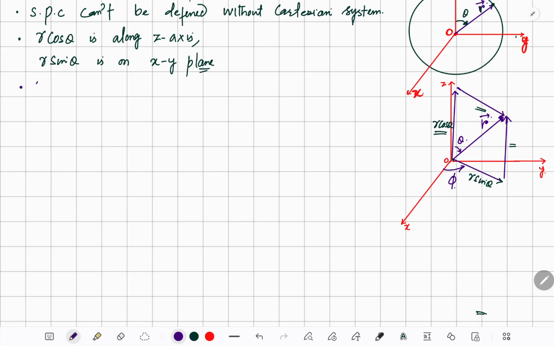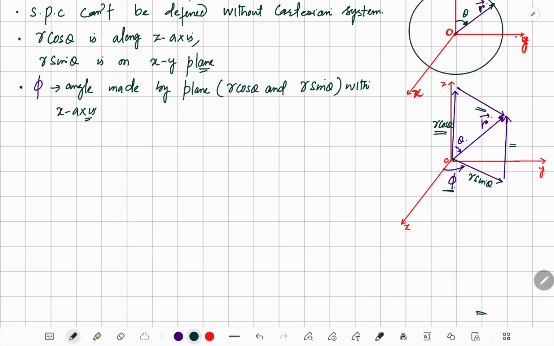So again, phi is the angle made by the plane formed by r cos theta and r sine theta with the x-axis. If these things are clear to you, then it's time to move on. Basically, this one is theta, and this one is phi.